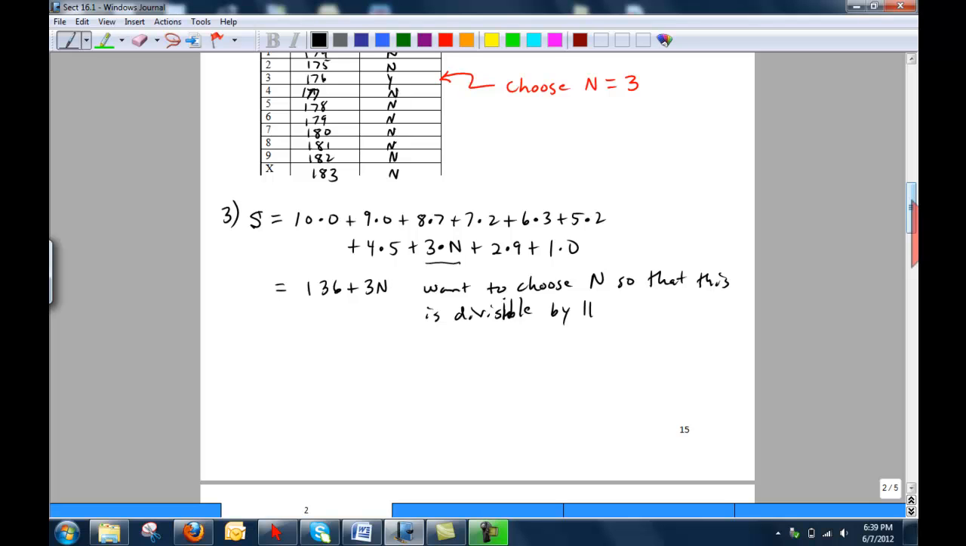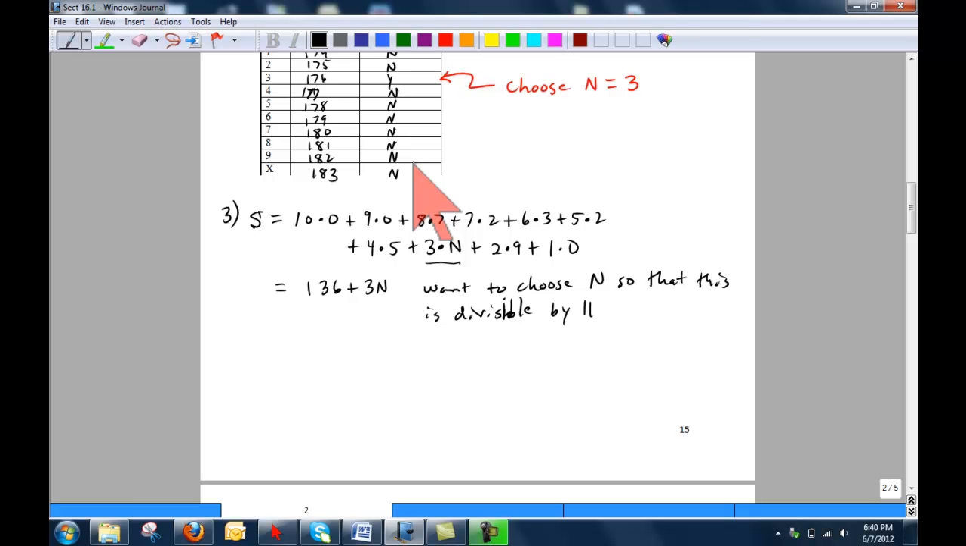Alright, I could do exactly the same thing as I did up here. Make a table for the values of n between 0 and 9 and then the x. Compute the value of 136 plus 3n for each of those cases. Go through and check which of them are divisible by 11, and I would find out that there is exactly one possible choice.